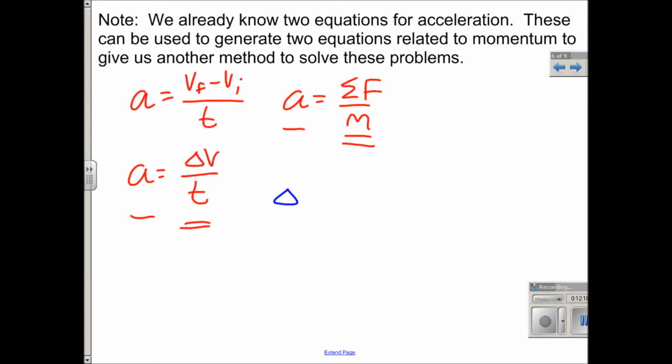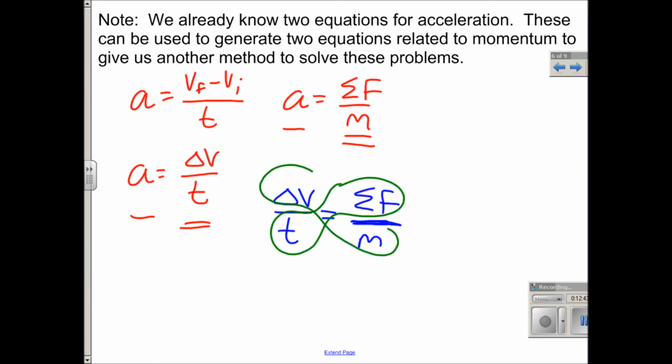So I can set these two things equal to each other. So what we know now is this. Change in velocity over time is acceleration. That's the same as net force over mass, which is also acceleration. From math class, hopefully you remember if you have two fractions that are equal to each other, you can cross multiply. So I'm going to multiply these two guys, and I'm going to multiply these two guys and set them equal to each other. And here's what you get. Net force times time equals mass times change in velocity.